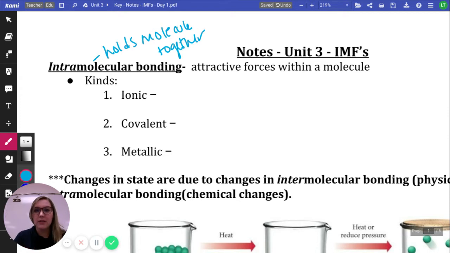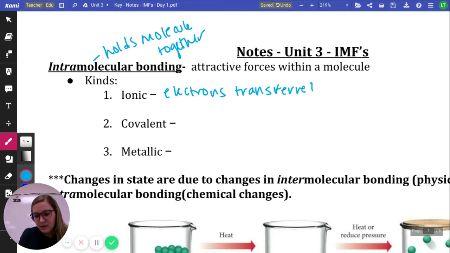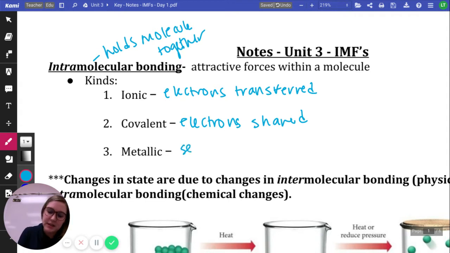All right, so that's what holds your molecule together. And we have three different types of intramolecular forces. We have ionic bonding. That occurs between a metal and a nonmetal, and it's where electrons are actually transferred. And then we have covalent, that occurs between two or more nonmetals, and that's where electrons are shared. And then finally, we have metallic, and in metallic bonds, that's where we get that nice sea of electrons.